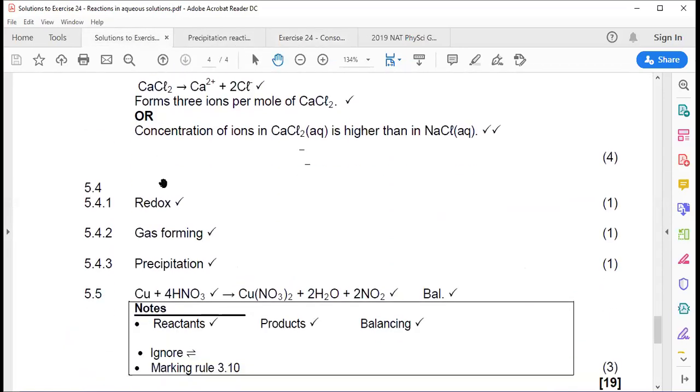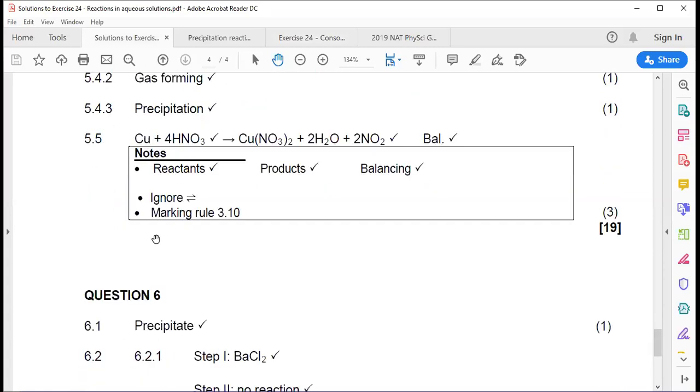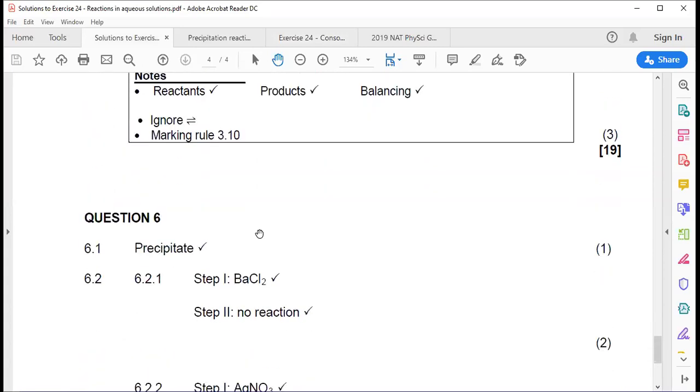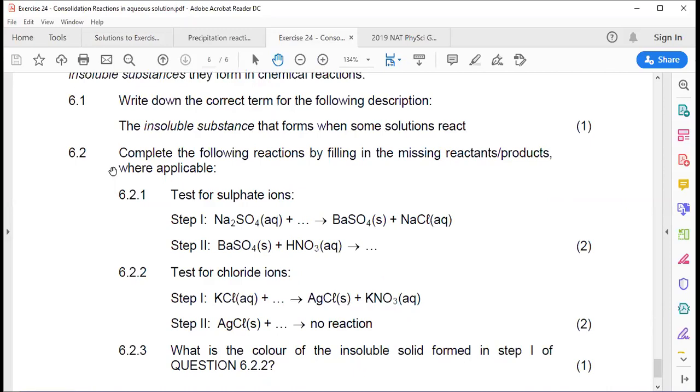Is it precipitation or precipitate? It's a precipitate, right? Because a precipitate is a noun. So it becomes precipitate, not precipitation. Right, fine. Then we move on to the next one, 6.2.